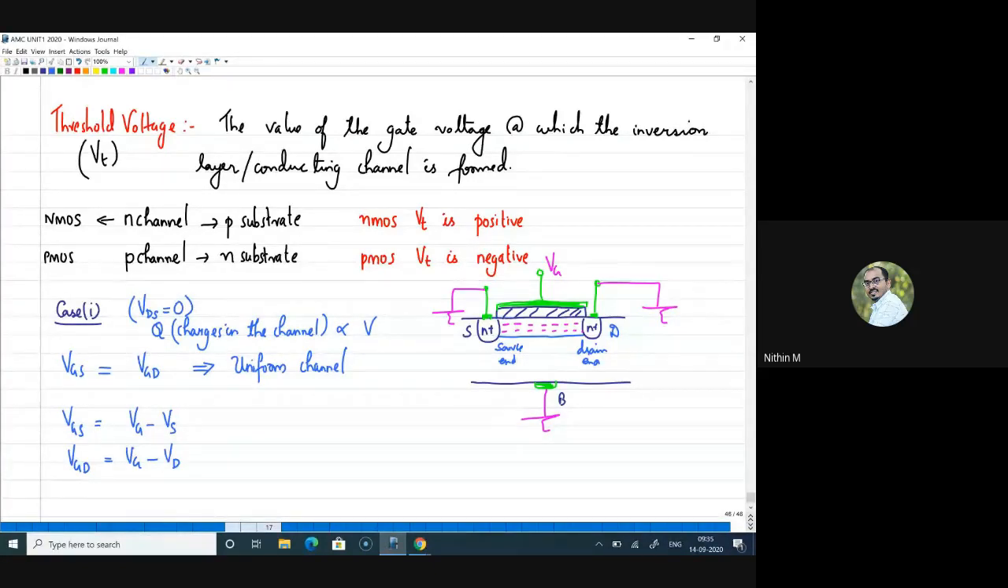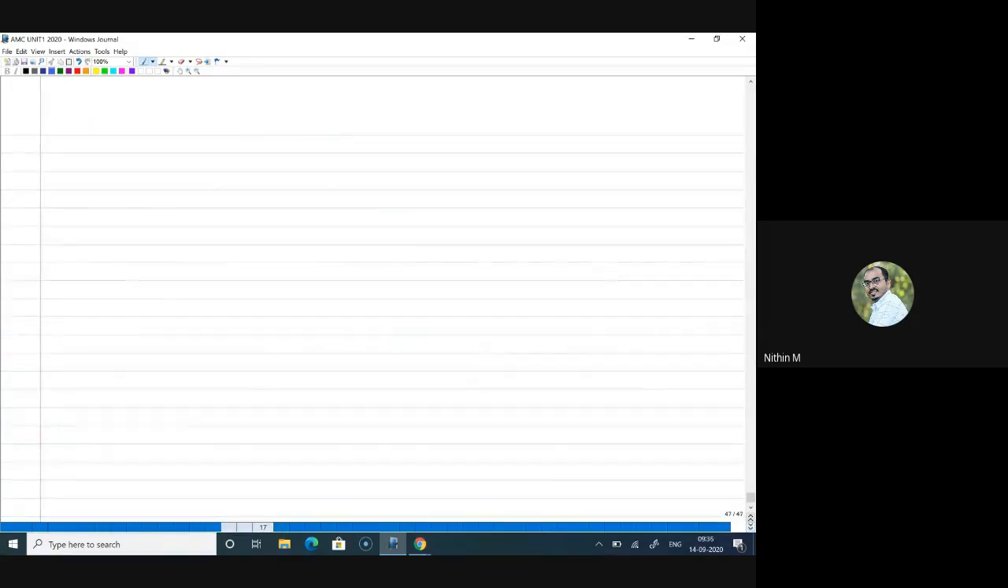Now, the main intention of this device is to get a current between source and drain, and that has to be controlled by the gate voltage. That means we have to apply a positive VDS, a value for VDS. So I'll consider that as my next case. My second case is VDS greater than 0. Why greater than 0? Because I am applying a positive voltage, right?